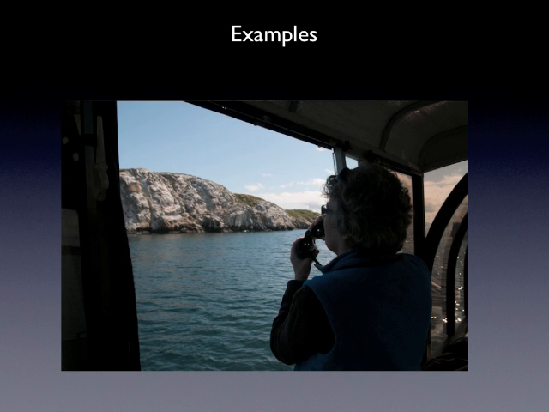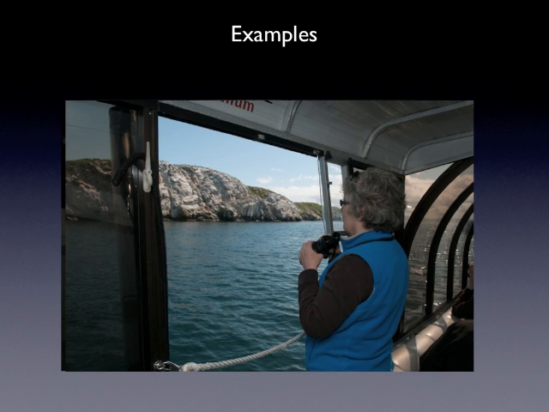This one, a friend of mine was looking at the cormorants on the mountain outside of the hill. Outside is perfectly exposed, but unfortunately she's quite dark. If you really wanted to have her exposed with the environment, you set your camera for the lighting conditions on the outside and put on your flash.